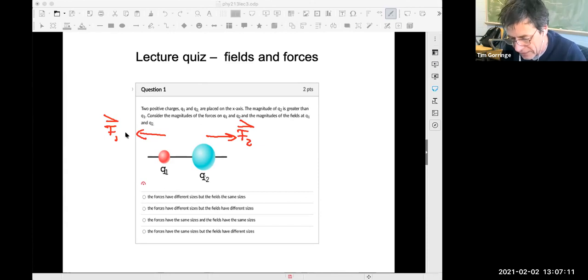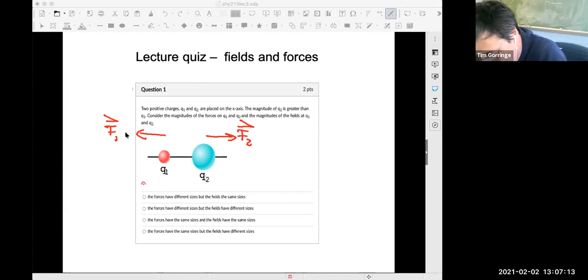So the force sizes are the same. The fields, on the other hand, charge Q2 is bigger. It creates a bigger electrical field. So its field would be bigger than the field created by charge Q1. That creates a smaller electrical field.